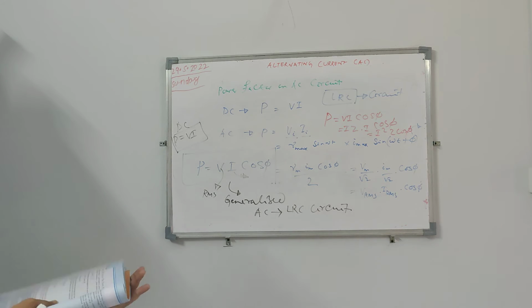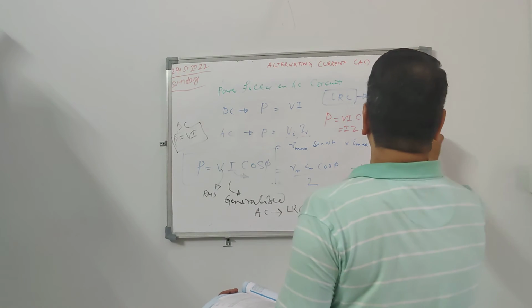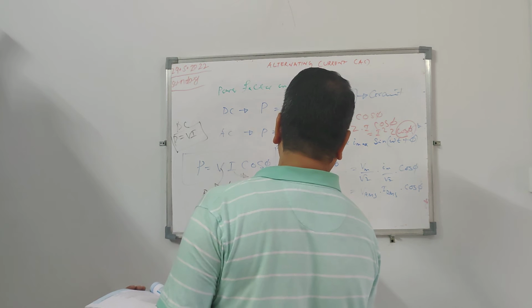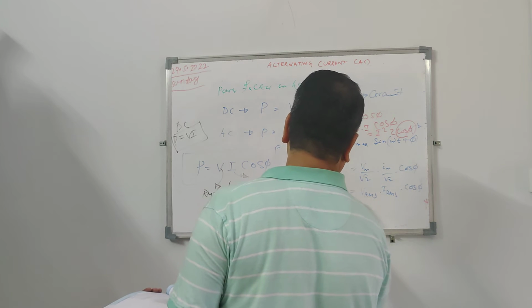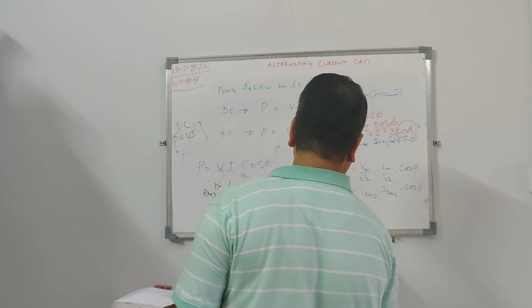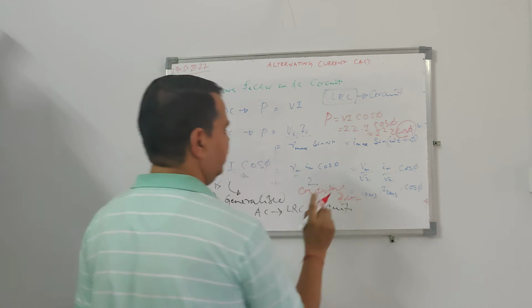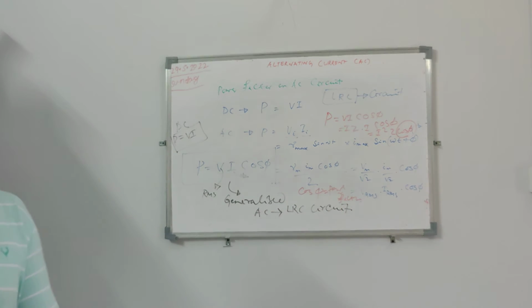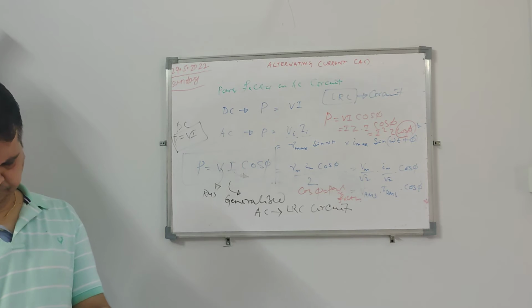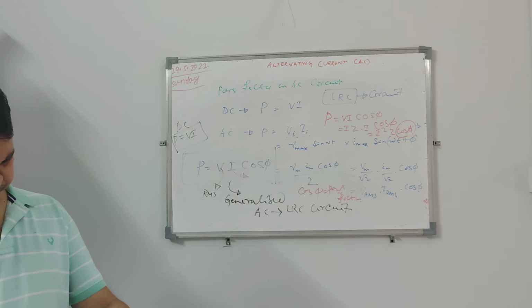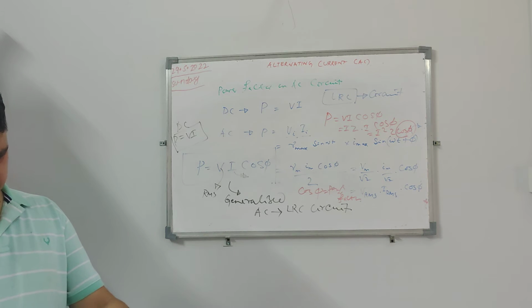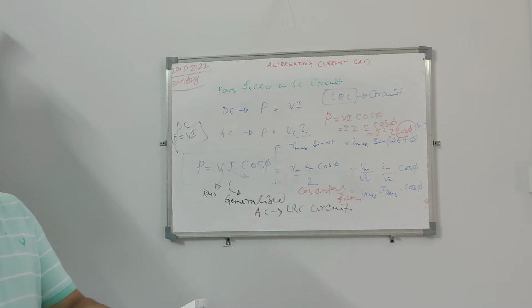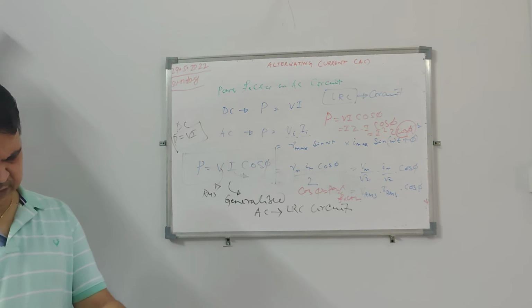So this term cos phi is nothing but your power factor. This is one important term. You cannot just multiply Vrms into Irms. You have to see what the power factor is. So there are some different cases.